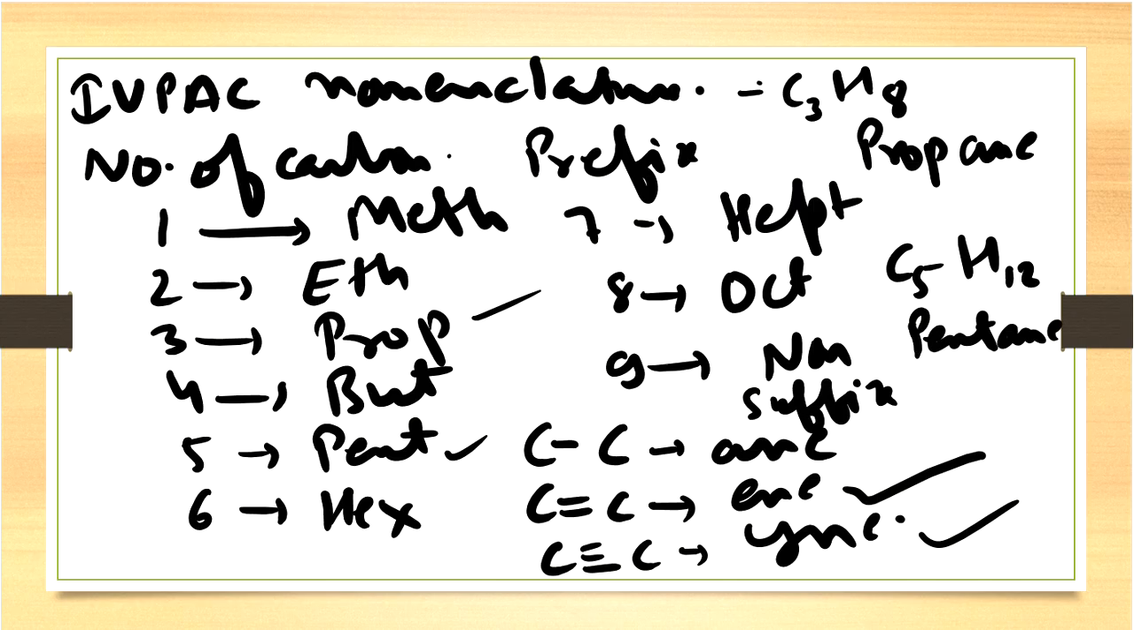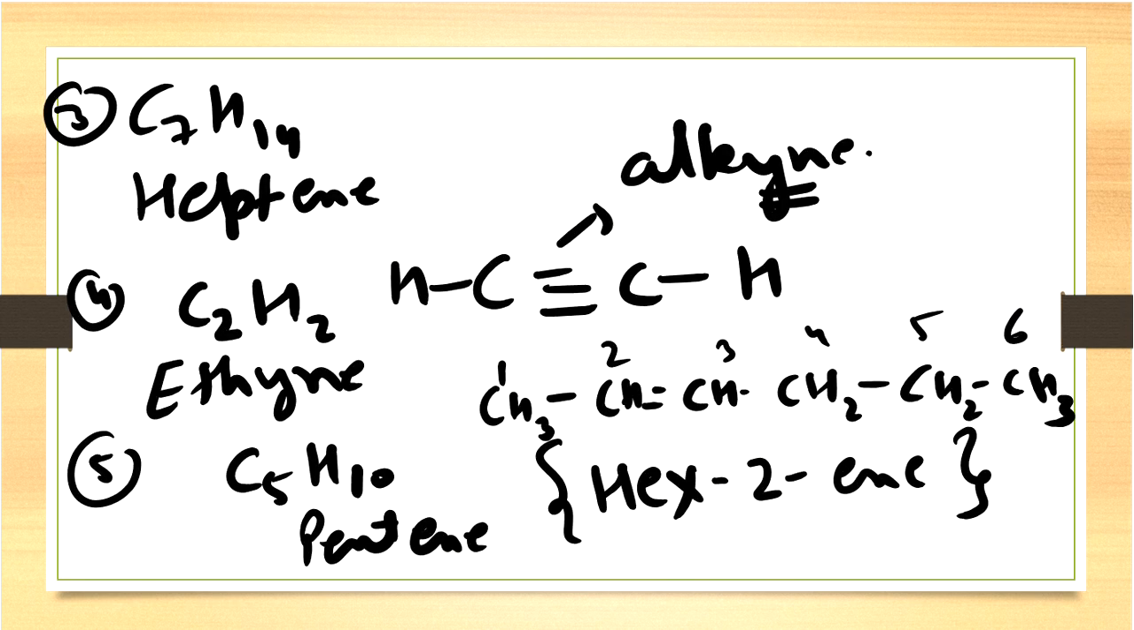For example, C3H8: there are 3 carbons, so we use the prefix prop, and it is an alkane, so we use ane. The name will be propane. Next, C7H14: 7 carbons, hept, and it is an alkene, so we use ene. C2H2, C triple bond C, alkyne, so we use eth for 2 carbons and yne for the alkyne. C5H10: 5 carbon atoms, pent, and it is an alkene, so we use ene.